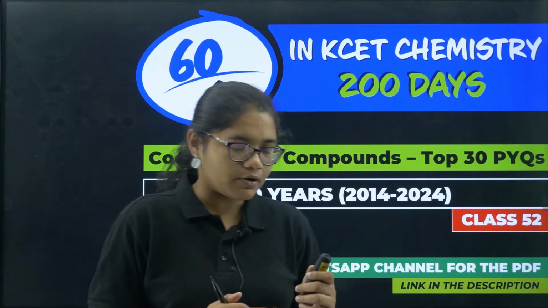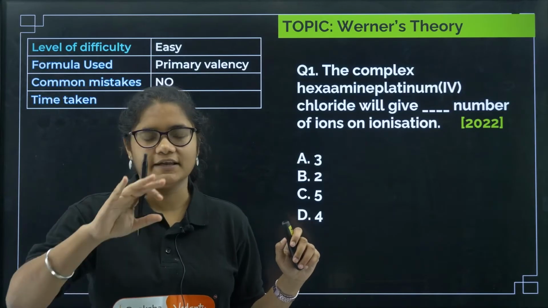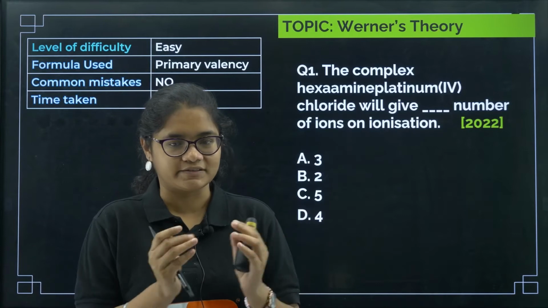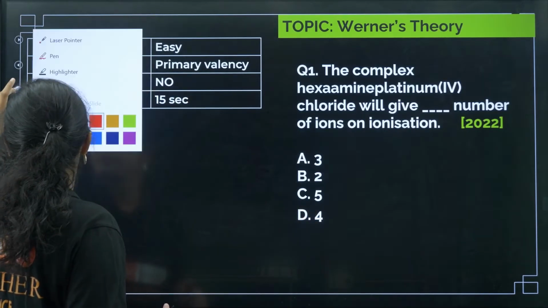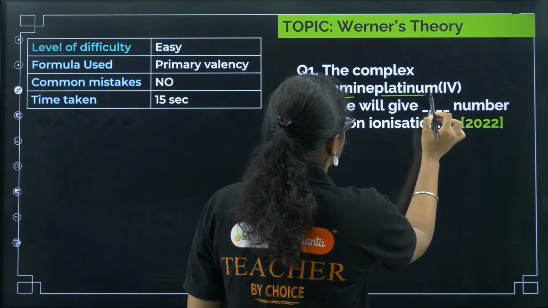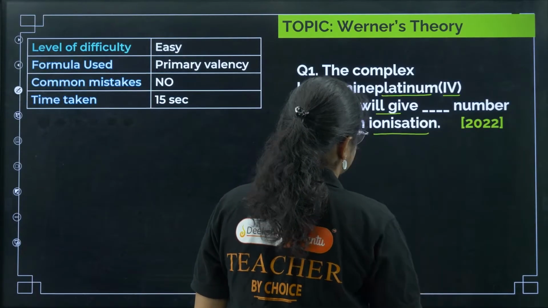Now coming to the questions here. In this chapter, you can easily expect 3 to 4 questions. Let us see the first question here. The complex hexaammine platinum(IV) chloride will give dash number of ions on ionization.